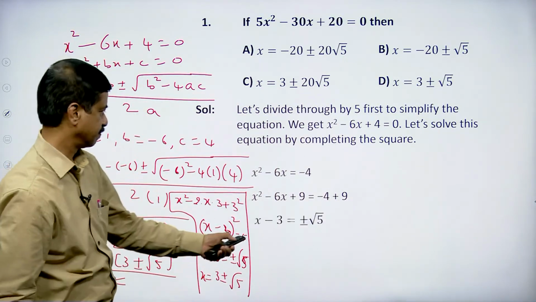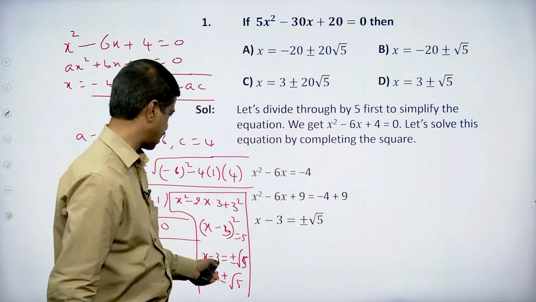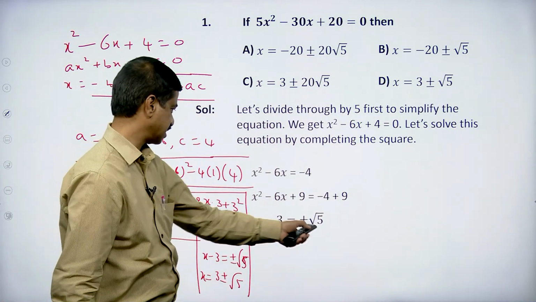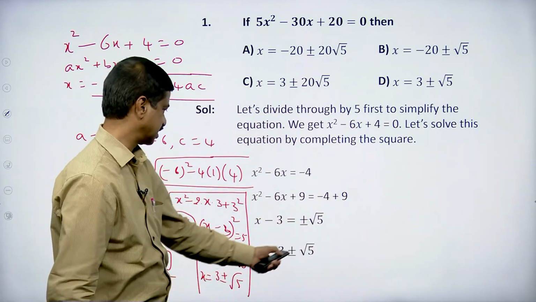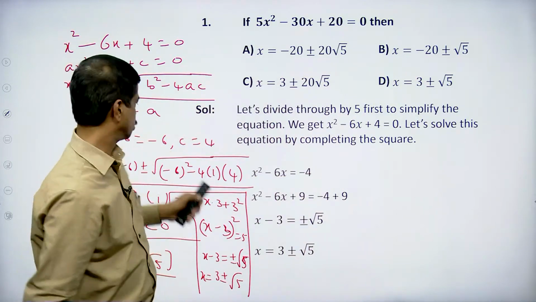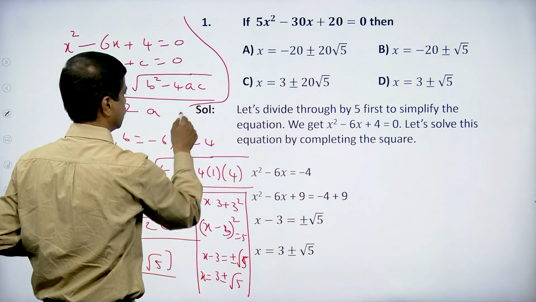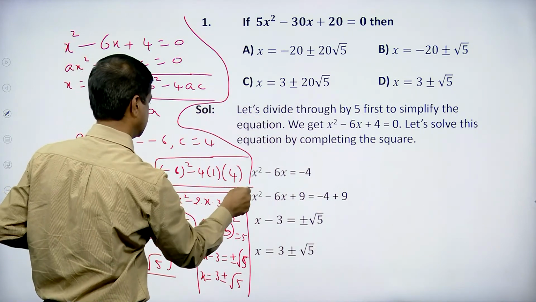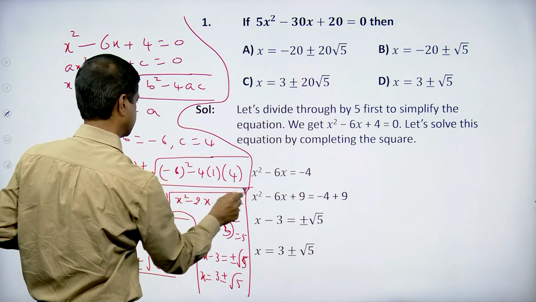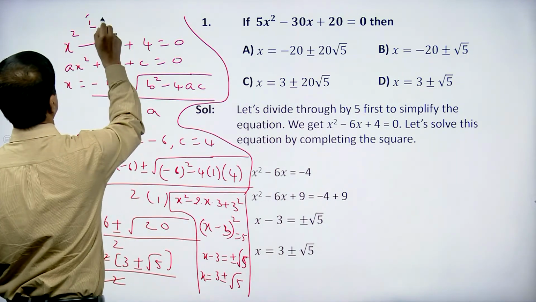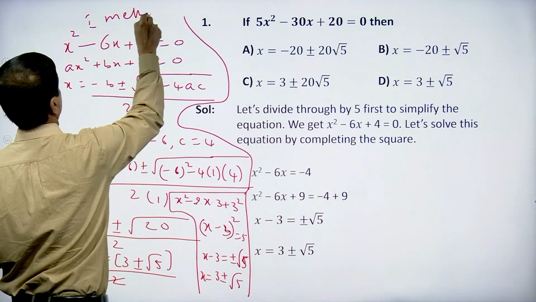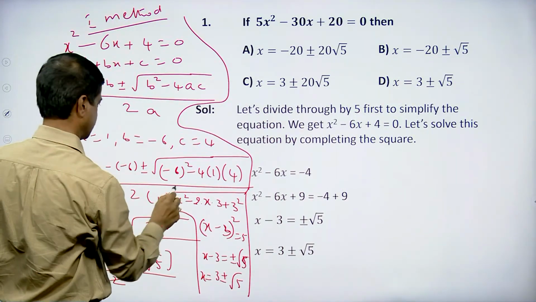Now look at this. x minus 3 whole square equal to 5, x minus 3 is plus or minus root 5, x equal to 3 plus or minus root 5. So, this is one method, this is the second method. See, this is the first method and this is the second method.